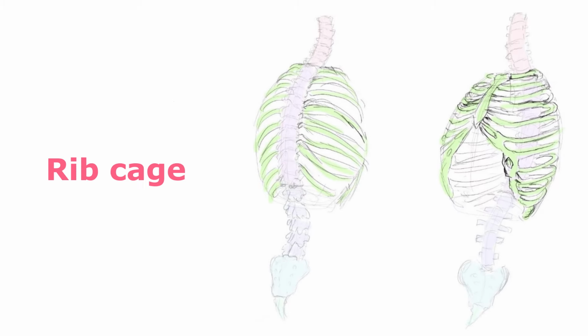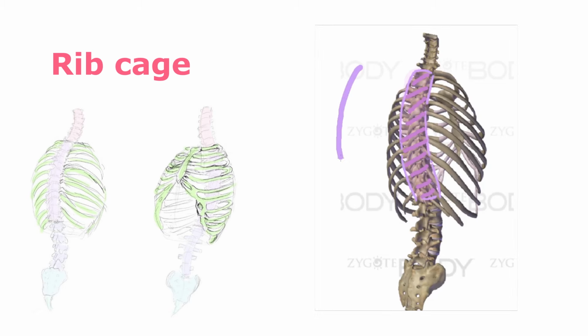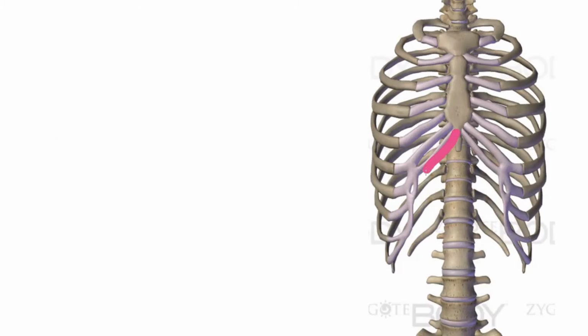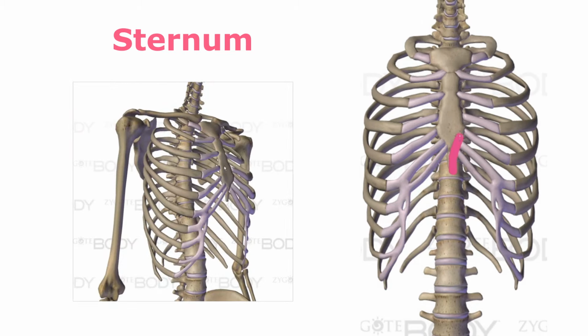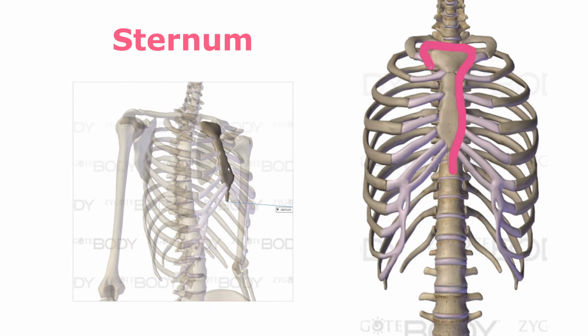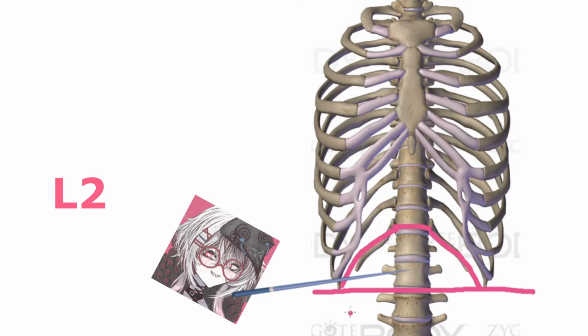Next up is the rib cage. It's kinda shaped like an egg, and it's attached to the thoracic part. In the middle it has an opening, and you can kinda feel this rib opening. There's also the sternum at the middle of the ribs. The rib cage actually goes down a bit, all the way down to L2.